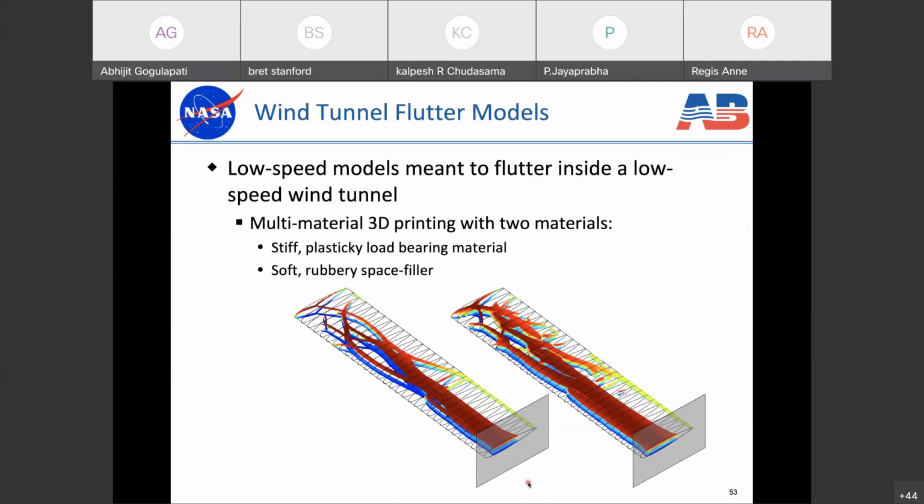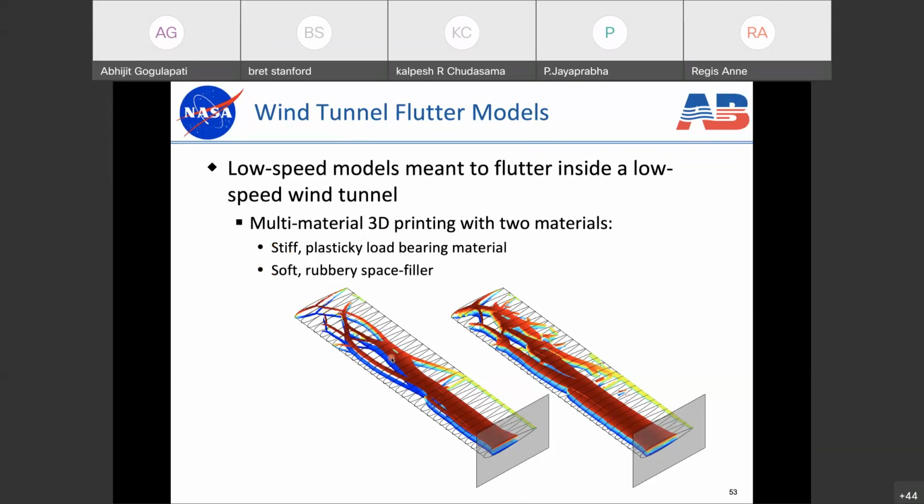So this is work. These are wings that are cantilevered on this end. They're only about a foot long. They're made out of plastic. They're multi-material, 3D printed with two materials. The first material is a stiff, plasticky, load-bearing material, and the second material is a soft, rubbery space filler. So these are two different topologies, and you can see we have these branching structures, which are shown in the colored branching structures. This is the stiff, plasticky, load-bearing material, and the color gives you the z coordinate, basically, in the vertical direction.